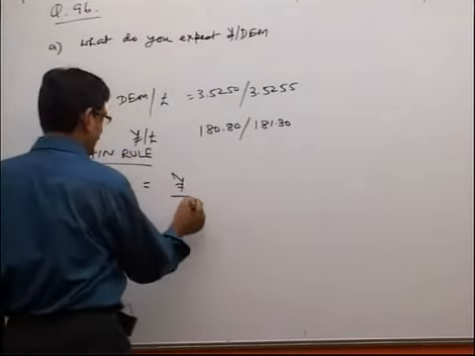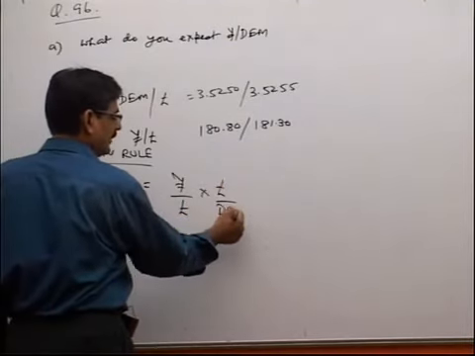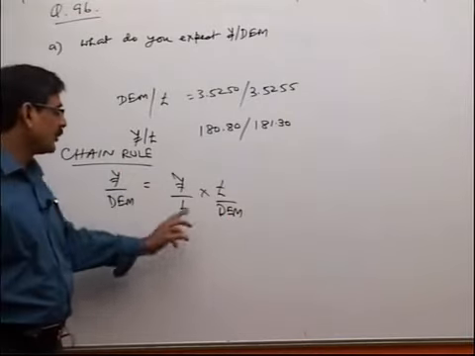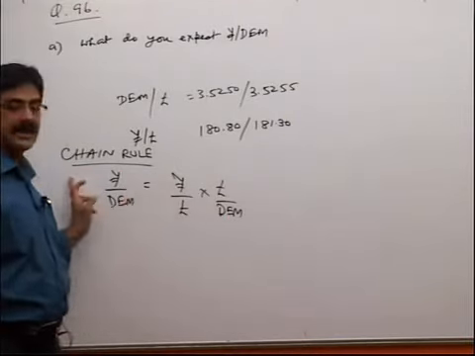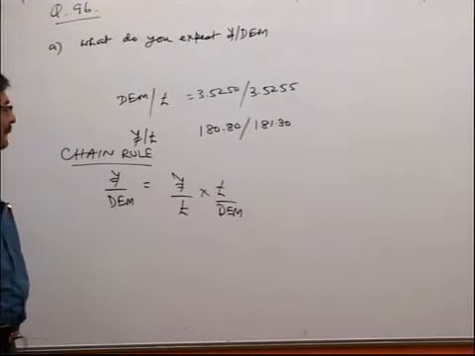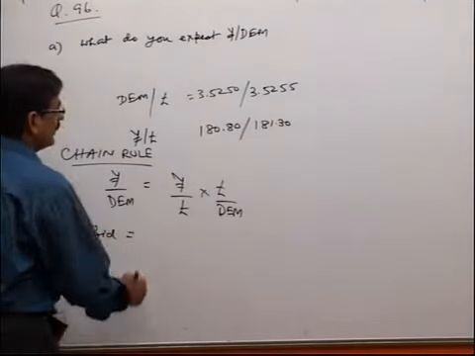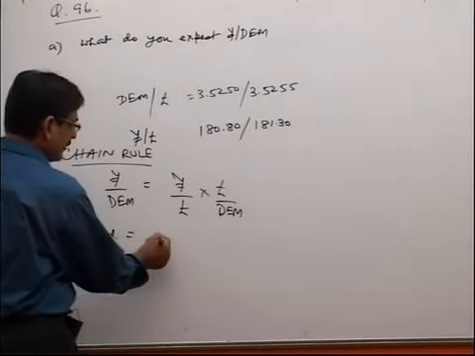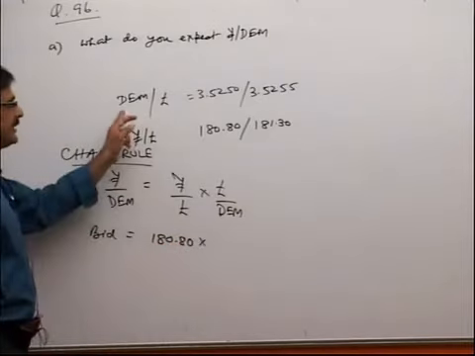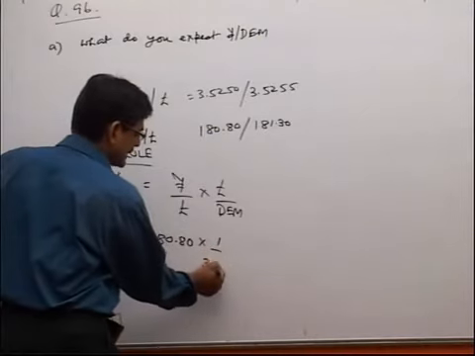It will be yen per pound, pound per Deutsche Mark. Just for understanding, pound will cancel with pound, yen will remain on top, Dutch Mark will remain at the bottom. Applying simple algebraical rule. If you have to find out the bid rate, yen per pound bid is 180.80. Pound per DM bid will be 1 upon ask.